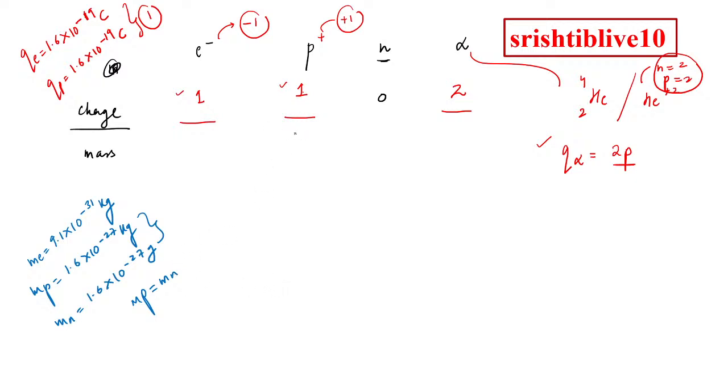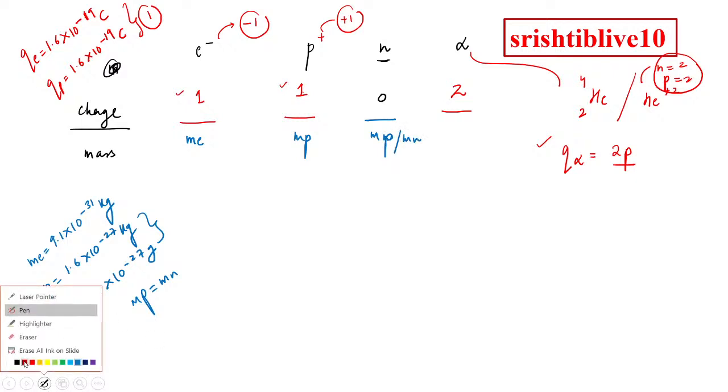So I'll be writing the mass of proton over here. For the neutron it's going to be 0, but let's write the mass of neutron. Over here I'll be writing the mass of electron because the value is different. I can write the mass of proton or the mass of neutron, and both will give me the same expression.